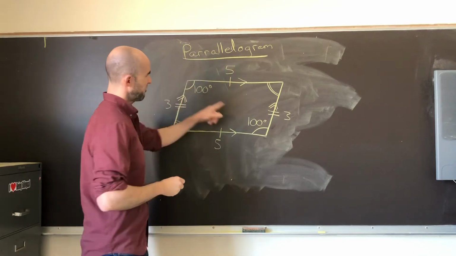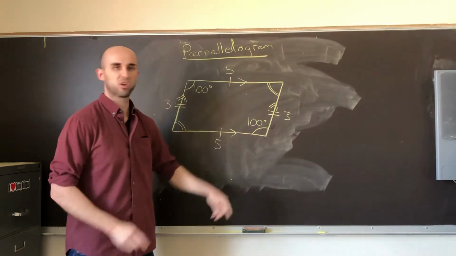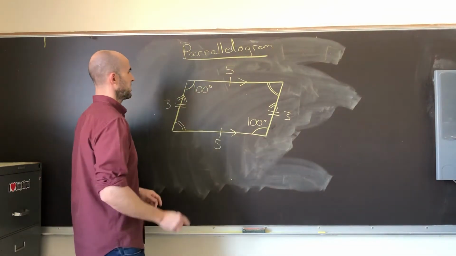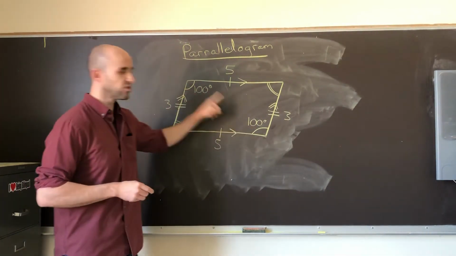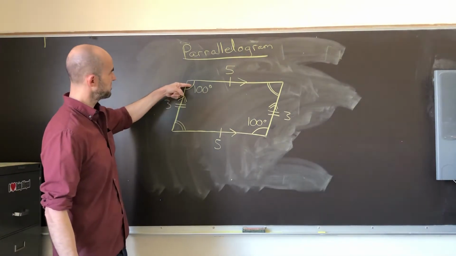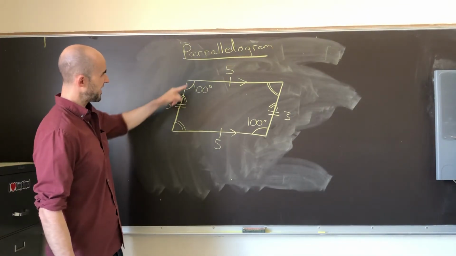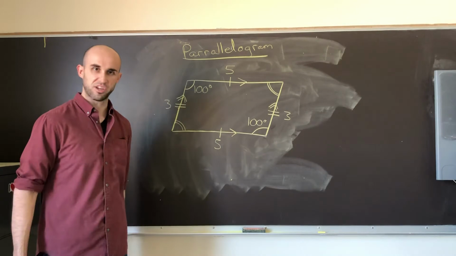Because whenever they're opposite, they always have to be congruent to each other, right? Here's the trickiest part about a parallelogram. We know that the opposite angles are congruent. There is also a relationship between consecutive angles, angles that are next to each other, right?